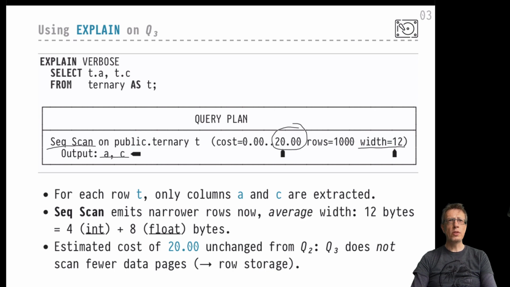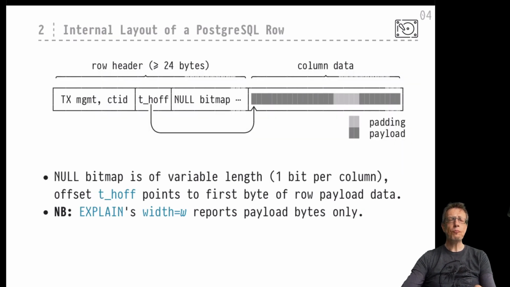And to understand how this goes on, we have to zoom inside a single PostgreSQL row, and this is what this slide tries to explain. This would be the entire PostgreSQL row. All right. As we learned in the last videos, such a row consists of a row header of at least 24 bytes, as you can see, and some payload data, the real column data that we've stored inside the table.